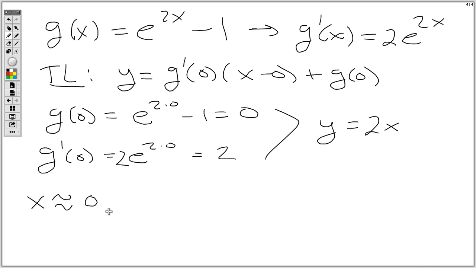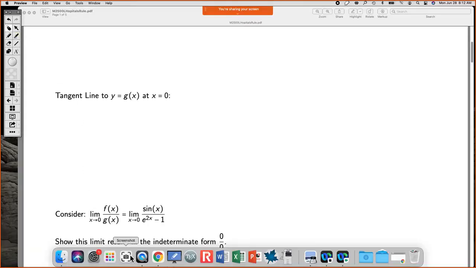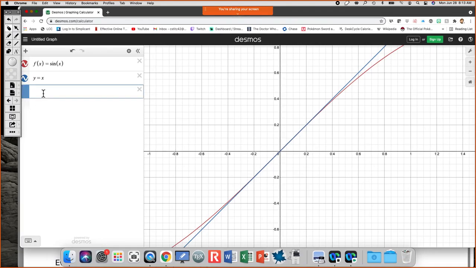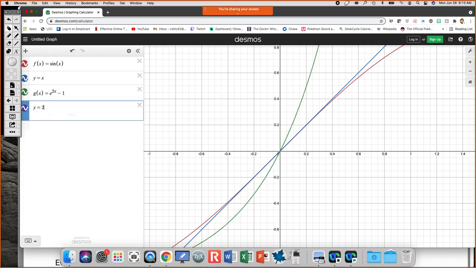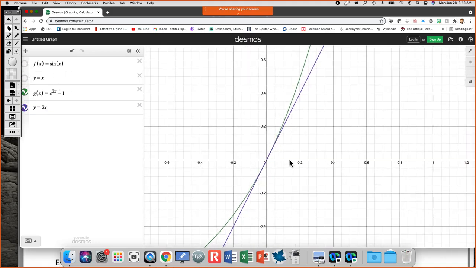So if x is close to 0, then g of x, which is e to the 2x minus 1, is going to be approximately 2x. So we'll show that. And so there's the local linearity for that function.